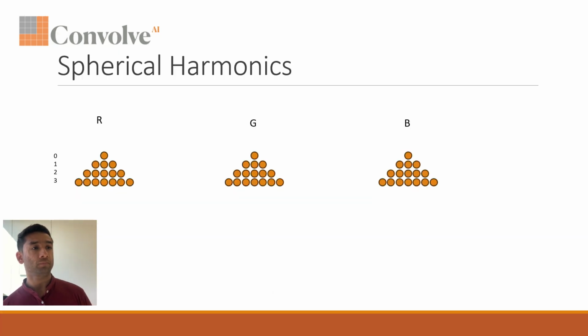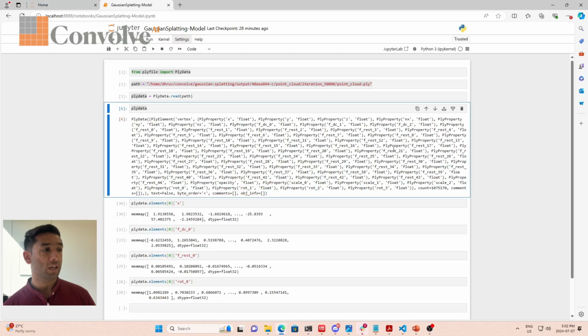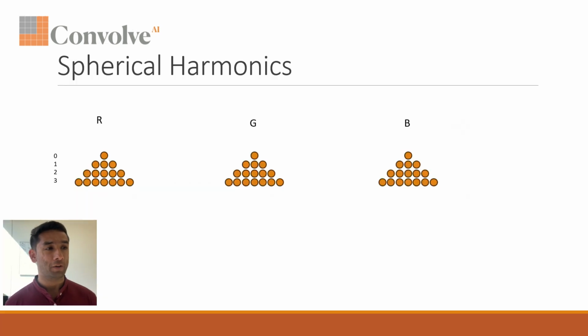Let me show you. Here, we had feature DC 0, 1 and 2, and then we had feature rest from 0 up until feature rest 44, right? So we have 3 feature DCs and 45 feature rests. Okay, so let's see how they are broken down.